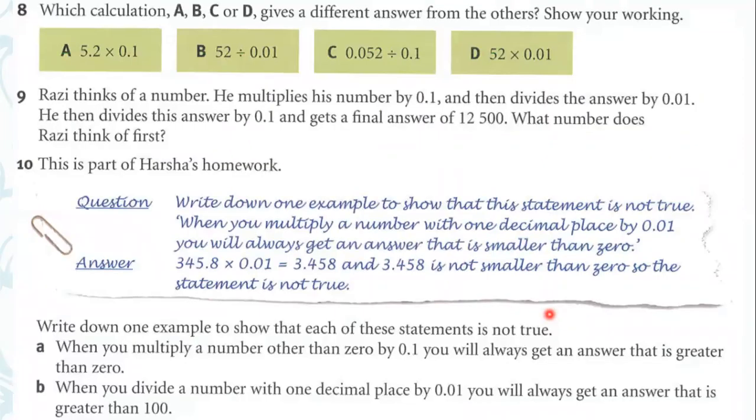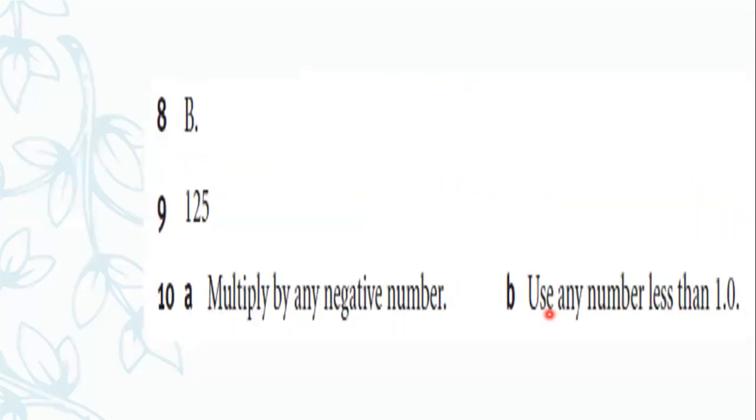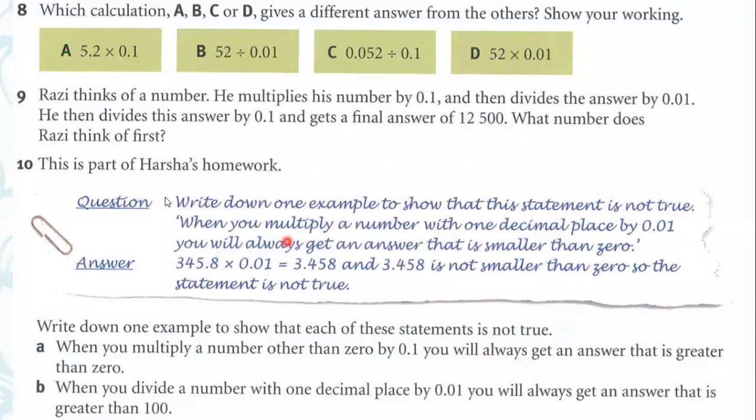So the remaining questions, like question number 8, okay, we solve this right now, we finish this. Question number 8 is: which calculator, A, B, C, D, gives a different answer from the others? Show the working. Which calculator gives a different answer from the others?